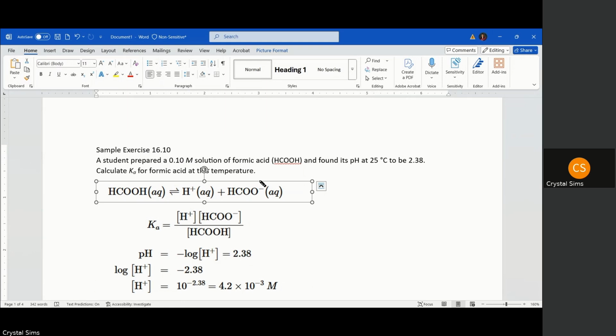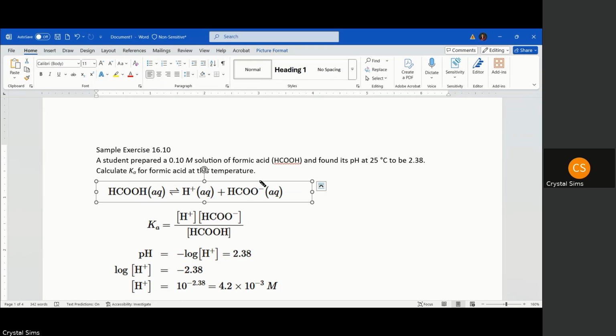Well, we can get the concentration of our hydrogen ions because we have pH. We can work backwards, remember, to take the anti-log and get our hydrogen ion concentration from the pH. So that's what we've done here.